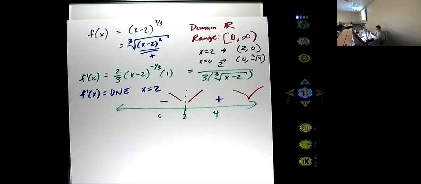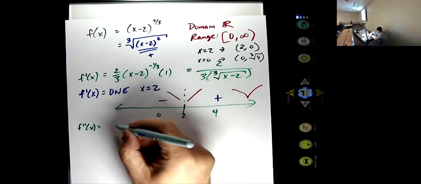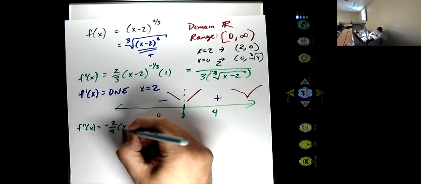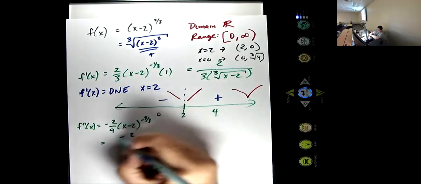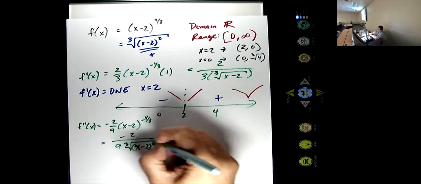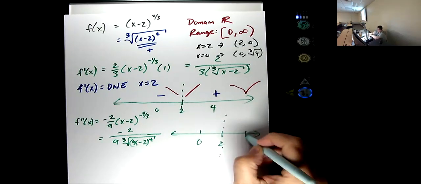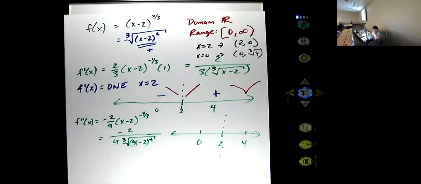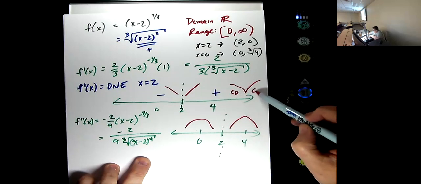Our second derivative should confirm that. We should have concave down and concave up. Let's take a look. We bring the exponent down again. We've got negative 2/9 (x minus 2) to the negative 4/3. So negative 2/9 over the cube root of (x minus 2) to the 4th power. We'll check our concavity, 0 and 4. Oh, it's concave down on both sides, isn't it? Negative over a positive. That matches that. This is concave down, that's concave down too. So we have a cusp there.